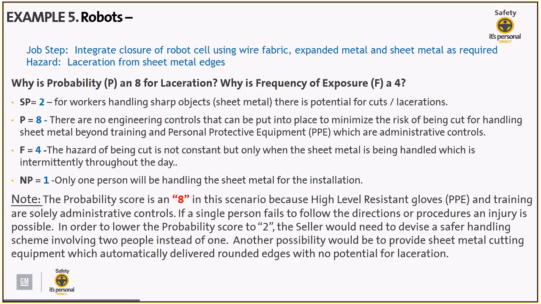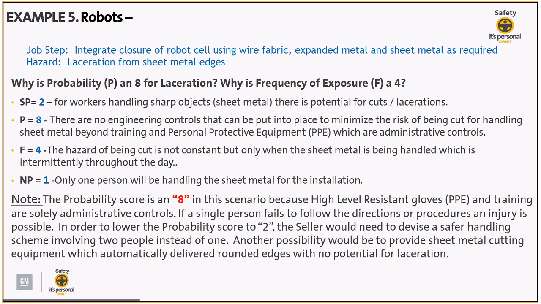We said frequency of exposure is a 4 because the hazard of being cut is not constant, but only when the sheet metal is being handled, which is intermittently throughout the day. And the number of people exposed to being cut is only the one person who will be handling the sheet metal for installation, independently, right? So just a note there, the probability of occurrence is an 8 in this scenario because high-level resistant gloves, PPE, and training are solely administrative controls. If a single person fails to follow directions or procedure, an injury is possible.